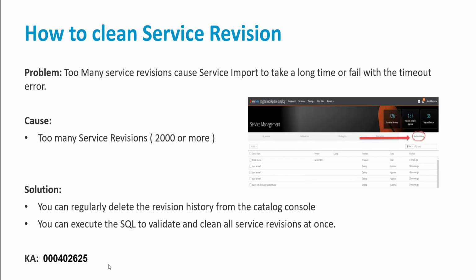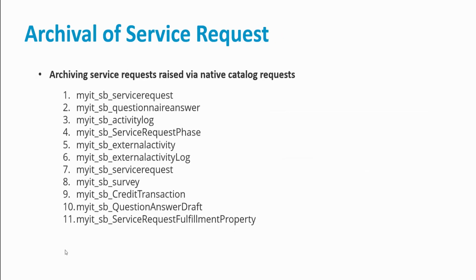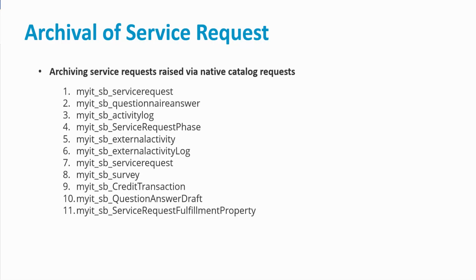Let's move ahead with the third and final topic for today's webinar, which is archival of a service request. When we raise a native catalog request, it ends up creating records on all the tables that you see listed on the screen. And if you go back in time, let's say you are generating data for five years' worth of time, there are a lot of records that exist in these tables. The net result of that would be a performance impact when you try to search the service request in either My Activities or Past Events, or in Smart IT.